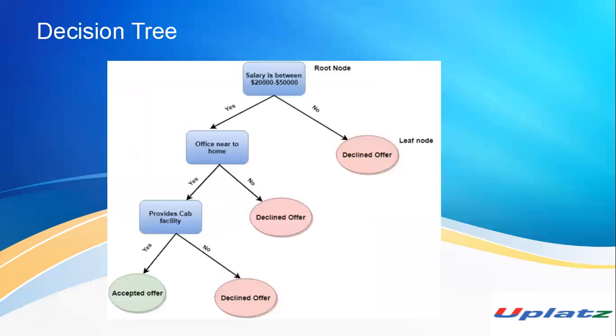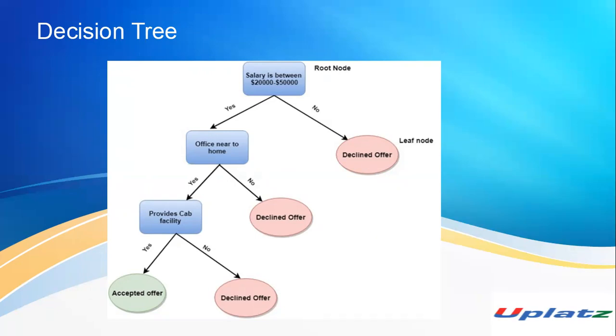The next one is decision tree. The decision tree algorithm is another machine learning algorithm which belongs to the supervised learning technique. This is also one of the most popular machine learning algorithms. It can be used for both classification and regression. In the decision tree algorithm, we solve the problem using a tree representation in which each node represents a feature, each branch represents a decision, and each leaf represents the outcome.